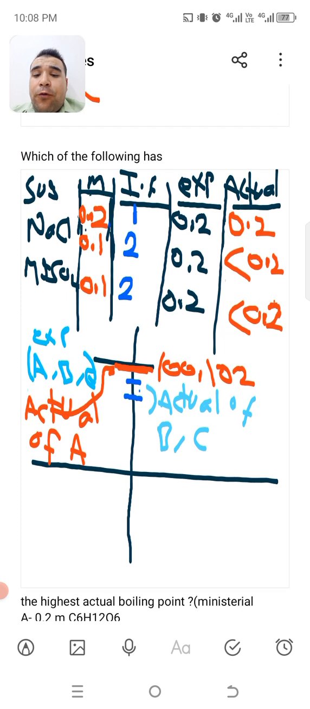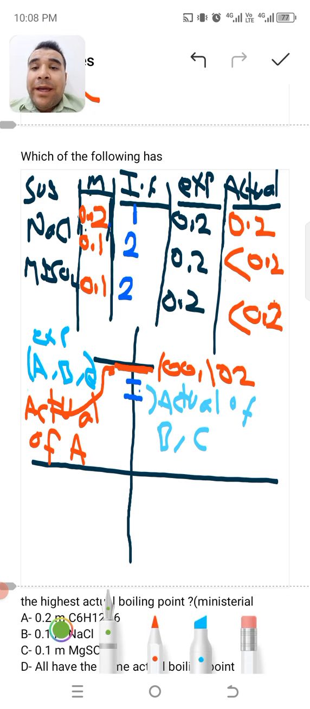So guys, for these values I have provided a table. So arrange it in the form of a table in order to make it easier and in order to choose the correct answer precisely. So the sugar has a concentration of 0.2, the NaCl 0.1, and MgSO4 0.1. The ion factors: of course, the sugar has the factor of 1, NaCl of 2, MgSO4 of 2.